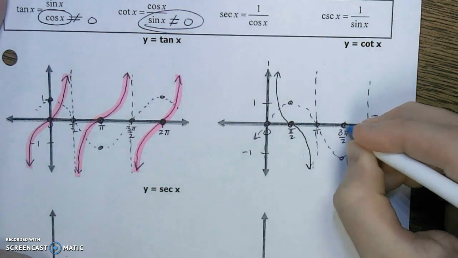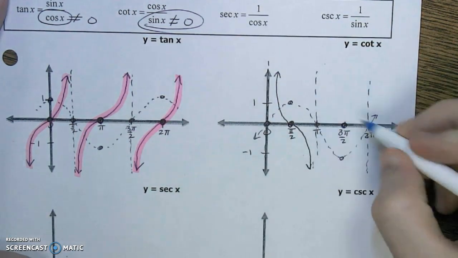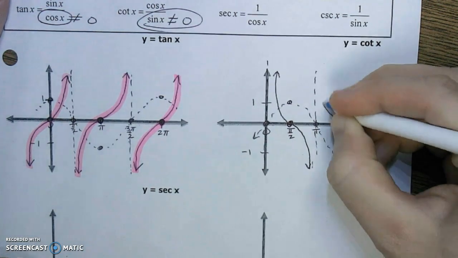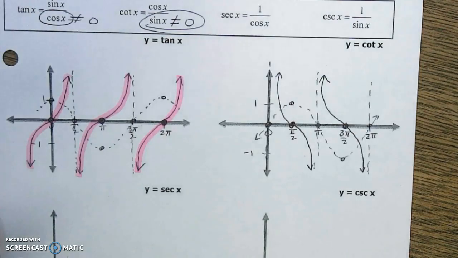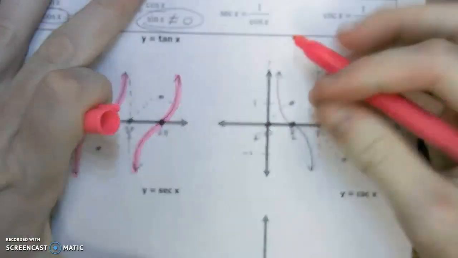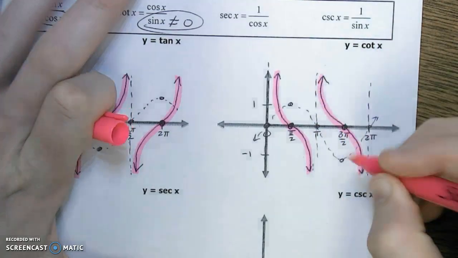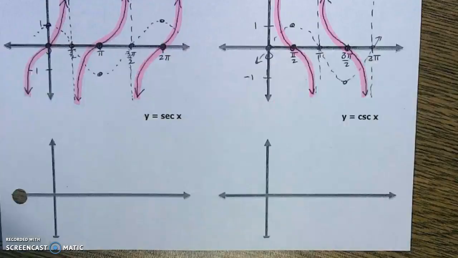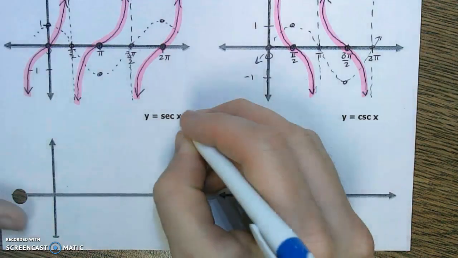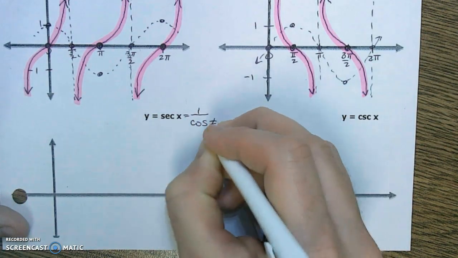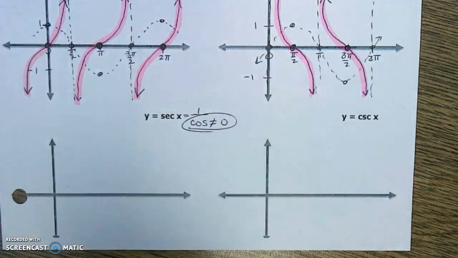So we're going to cross in the middle at 3 pi over 2 between the two asymptotes, and we're going to curve down to the right, up to the left. So this is my cotangent graph. These solid curves are your cotangent. For secant, we are looking at 1 over cosine, and we can't let the cosine equal 0.